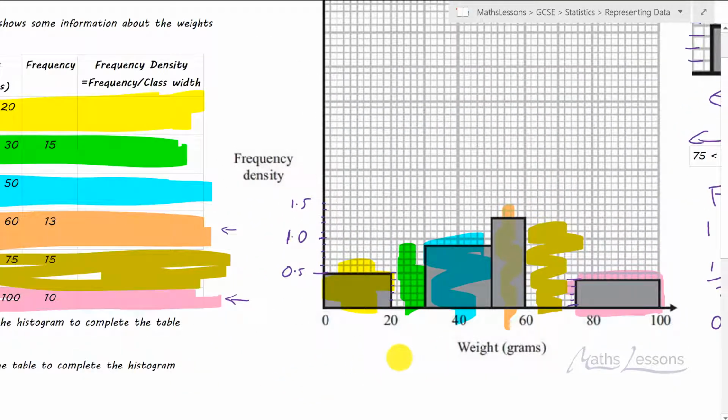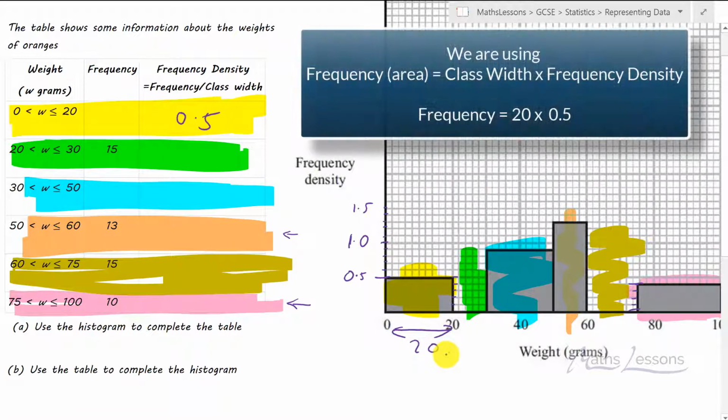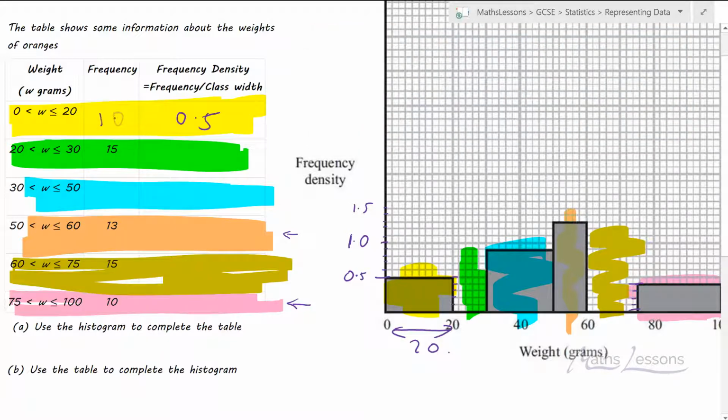Let's put that back into here. So we know our frequency density here is 0.5 and we know that the class width was 20. So therefore 0.5 times 20 will give us our frequency. So that will be 10. And then if we move on to the next part of the question, let's just fill in all the ones where we don't know the frequency first. So let's do this one. This one's 20 wide as well.